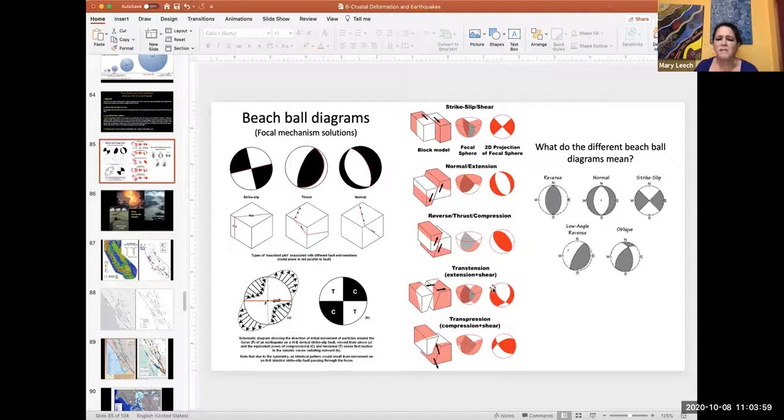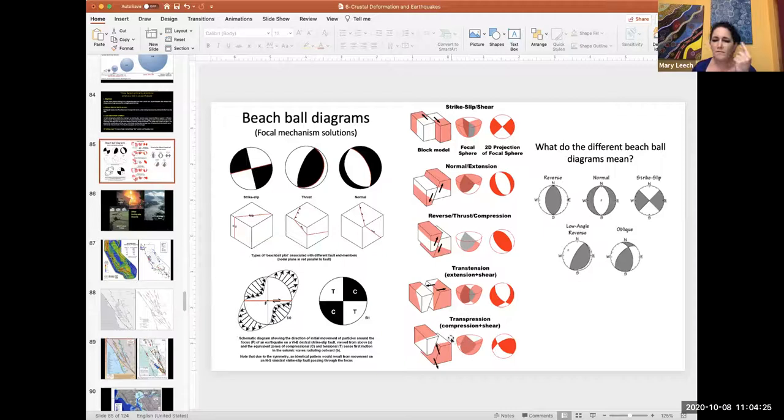This is transtension, which means it's like transform and tension. So it's a strike slip fault and it's tensional. So it's a little bit thrust fault and a little bit strike slip fault. Here's a little bit of transpression, which is like a combination of compression and shearing. So strike slip faulting with compression. So thrust fault and strike slip fault motion.